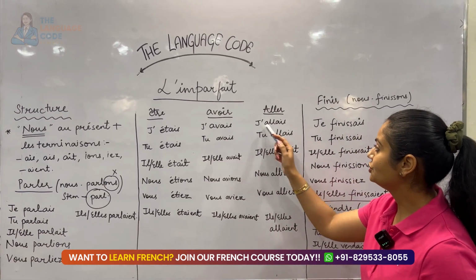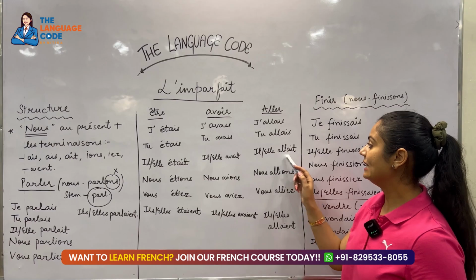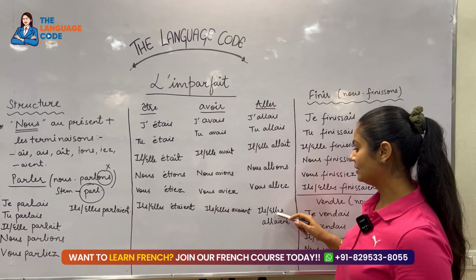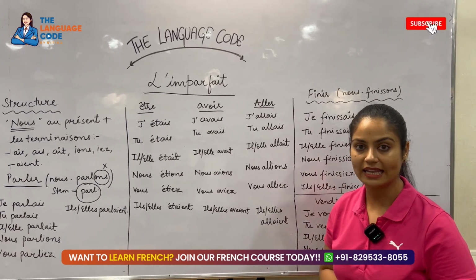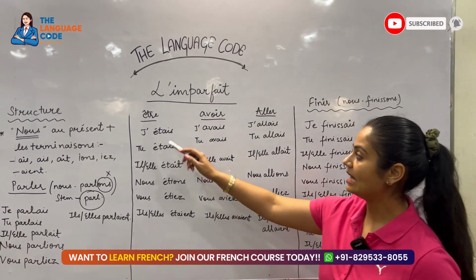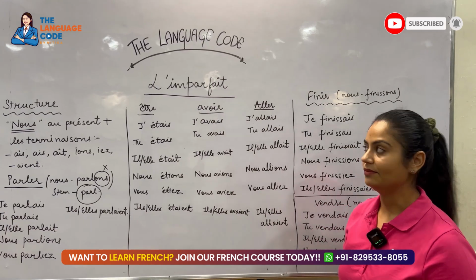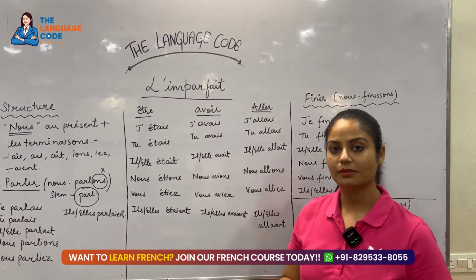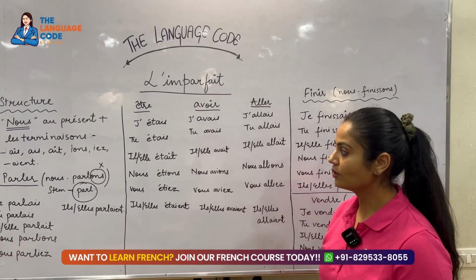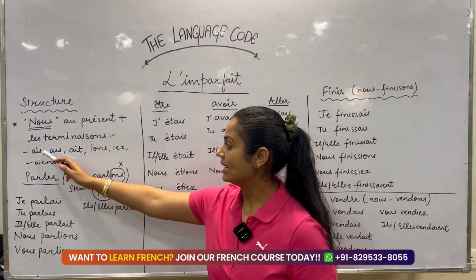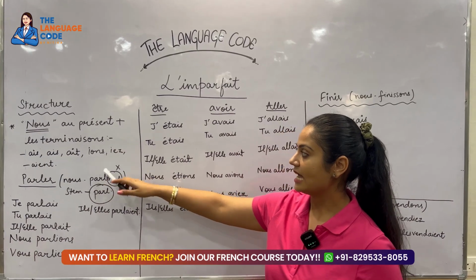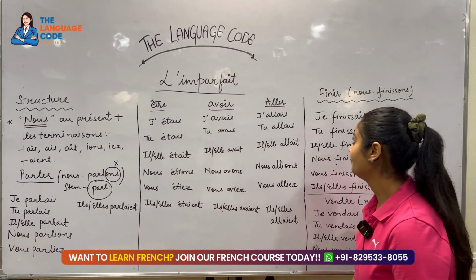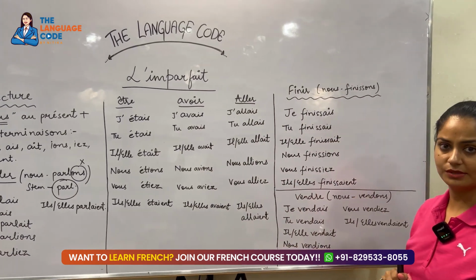For aller, we have j'allais, tu allais, il allait, elle allait, nous allions, vous alliez, ils allaient, elles allaient. So can you see one thing? With être, the stem word is ét. For avoir, the stem word is av. Then for aller, it is all. We have the same conjugation, same terminations like ais, ais, ait, ions, iez, and aient. Same terminations.